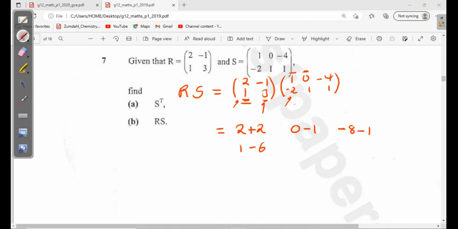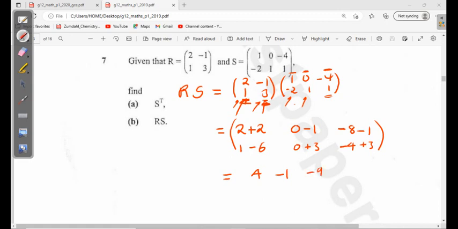And then again, the same one, the 1, is going to multiply now this one, which is on top again. 1 times negative 4, that will be negative 4. And then the 3 is going to multiply the one which is down here. 3 times 1, that is going to be 3. And this is going to give us 2 plus 2 is a 4. 0 minus 1 is a negative 1. Negative 8 minus 1, that's negative 9. And then 1 minus 6, that's negative 5, 0 plus 3, that is a 3, negative 4 plus a 3, that's a negative 1.